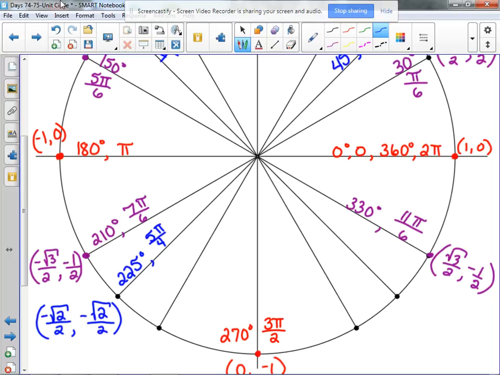Okay, in the fourth quadrant, we are 45 degrees short of 360 degrees, so we're at 315 degrees. And this one is 7 pi over 4 radians. In the fourth quadrant, our x coordinates are positive, our y coordinates are negative.